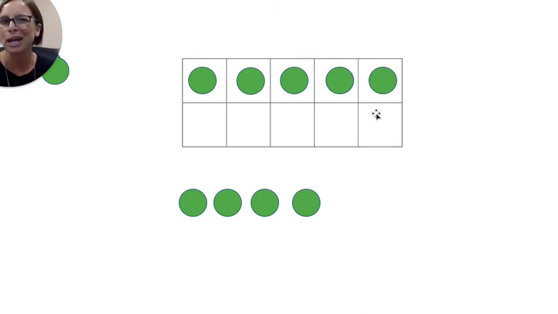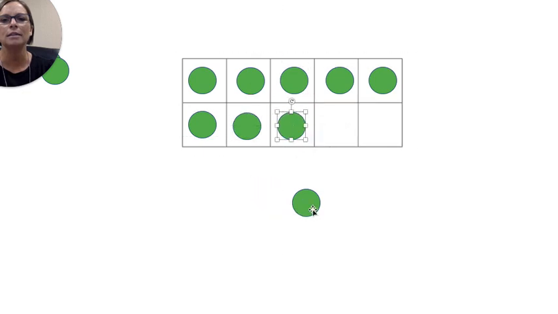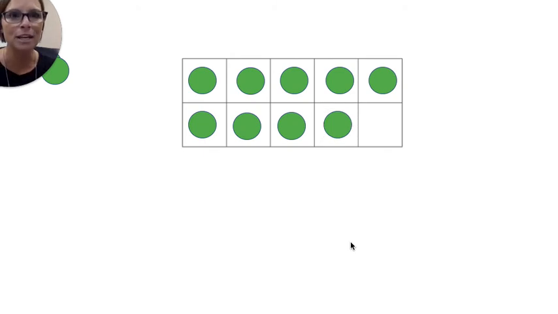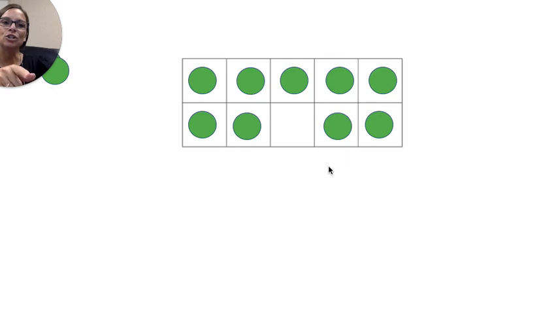So we've got to put a couple more on here. So let's see. I'm going to start counting from 5. Let's see, 6, 7, 8, 9. Yes. Oh my goodness, since this is a 10 frame, how many empty spaces are there going to be? Just 1. Could we arrange them in a different way? Is that still 9? Yes.